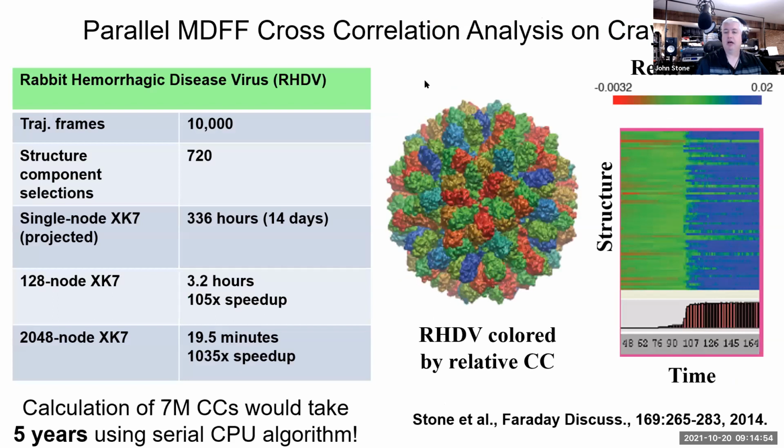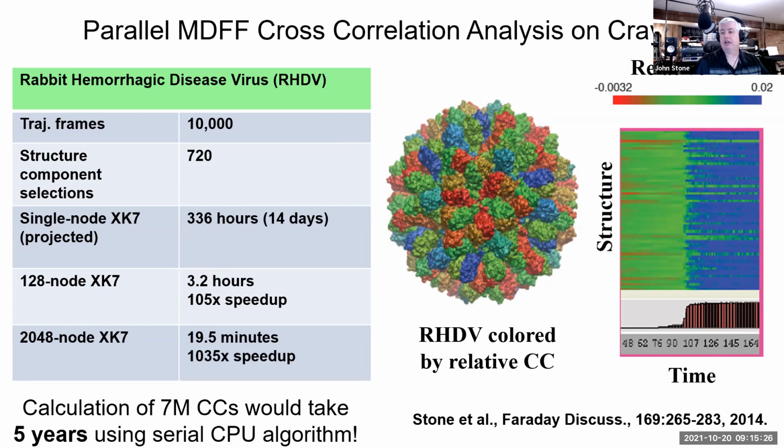Aside from the graphical interfaces and things that people are probably already familiar with in VMD, VMD can be run in a text mode, and it can be run in parallel. And so that allows you to do very large scale analysis calculations on supercomputers. This is something that most people are probably not aware of. So for example, we took a calculation that once upon a time would have taken 5 years if we had run it on a conventional desktop computer.